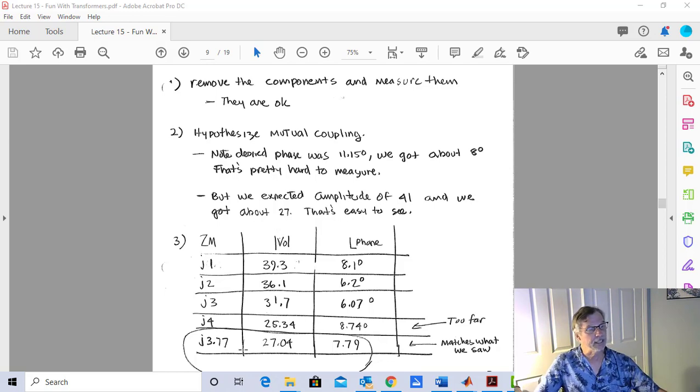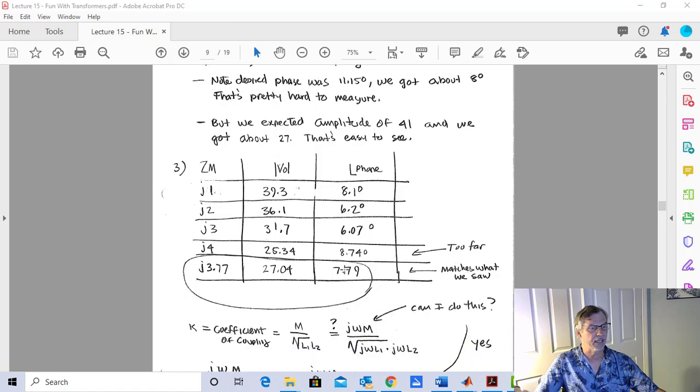And I finally got, with a mutual inductance of J3.77, I matched it. My output voltage was right. And check it out, my phase was right. So at this point, I know that the problem with that circuit is coming from mutual coupling.